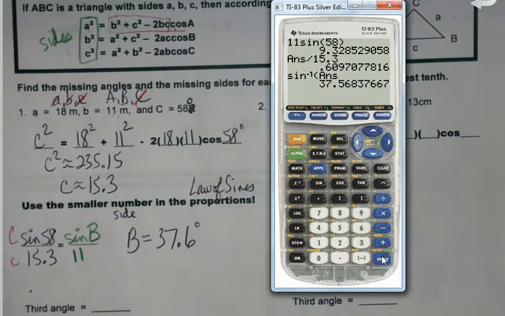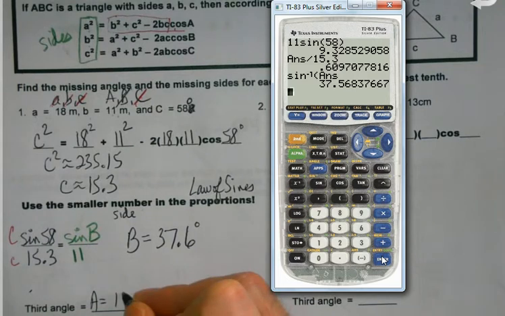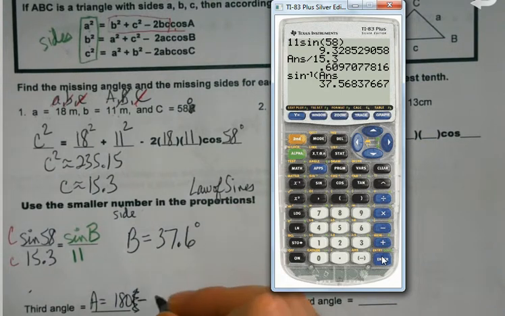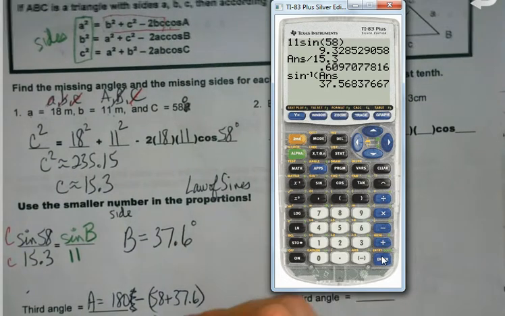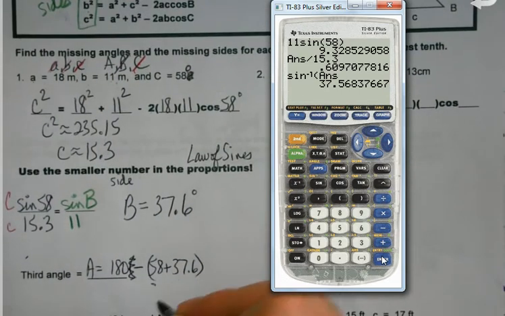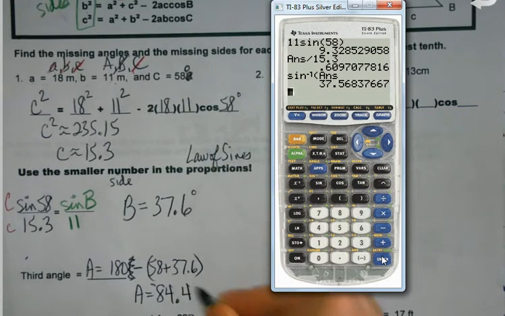And the nice thing about that is I don't have to do anything fancy to find A now. Because I'm just going to take that 180, oops, not multiply, subtract. My 58 and my 37.6. So A is going to be 84.4.